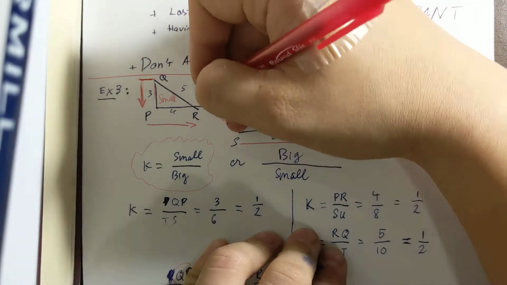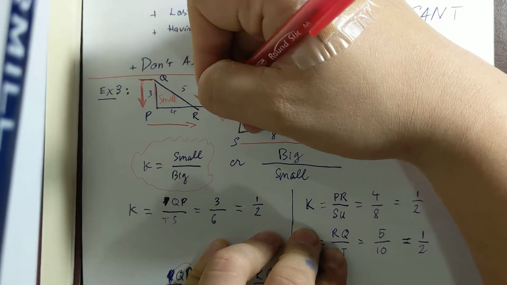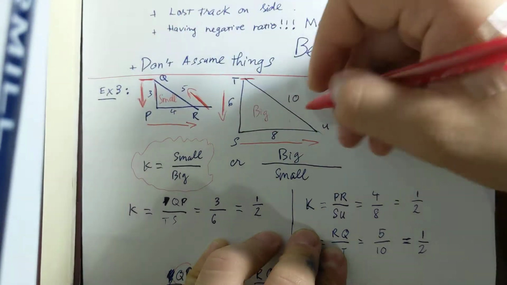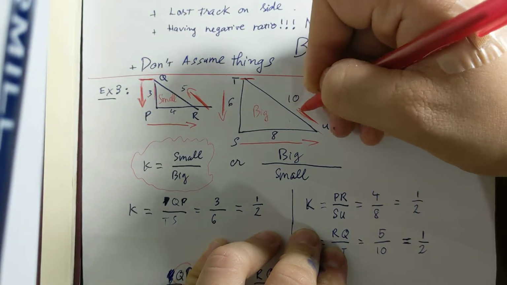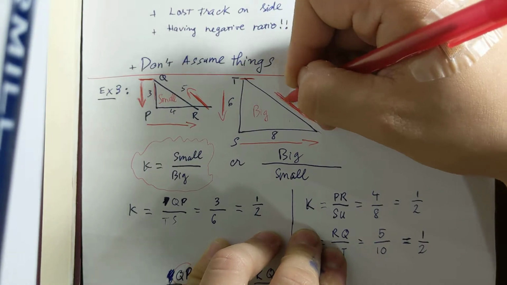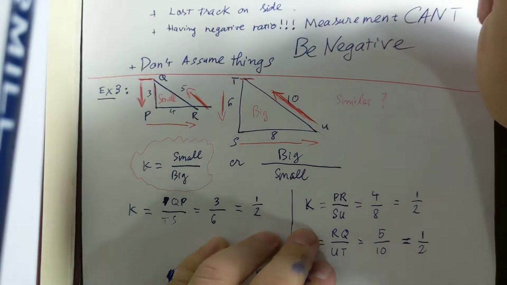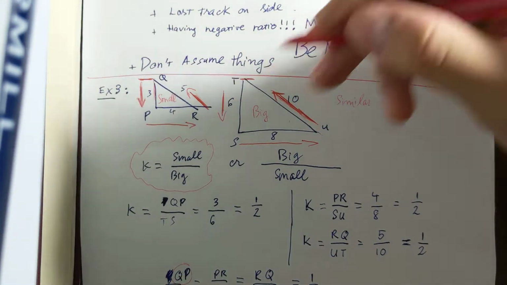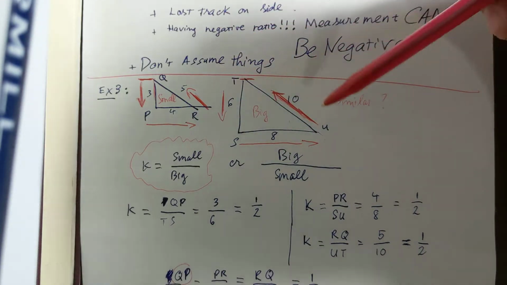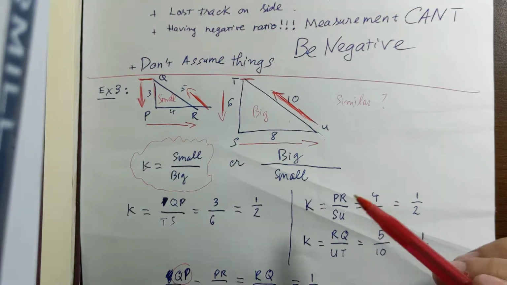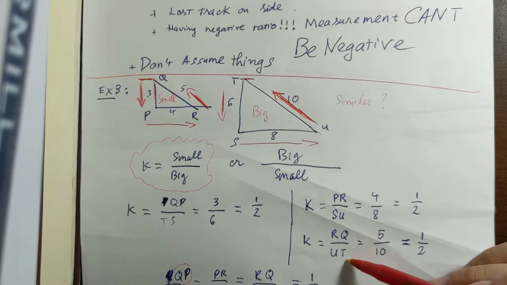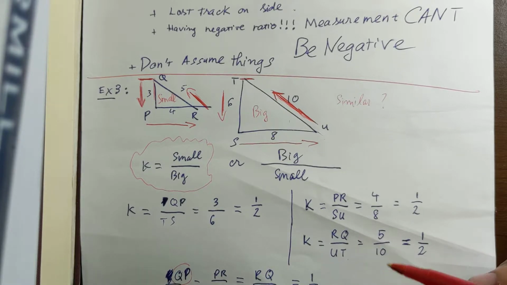Then you follow the path. Now you go back up here. So it will be RQ over UT. That will be 5 over 10, which is exactly the same similarity. When you simplify that, it will be 1/2.